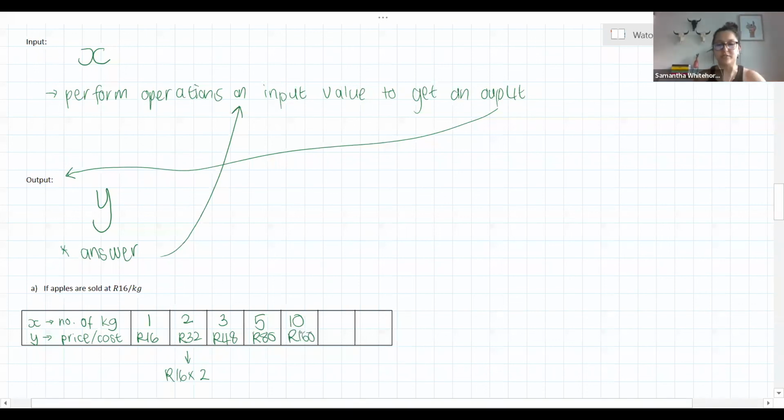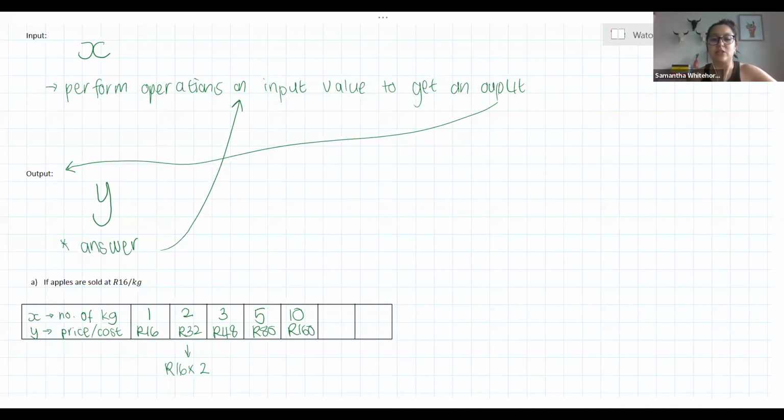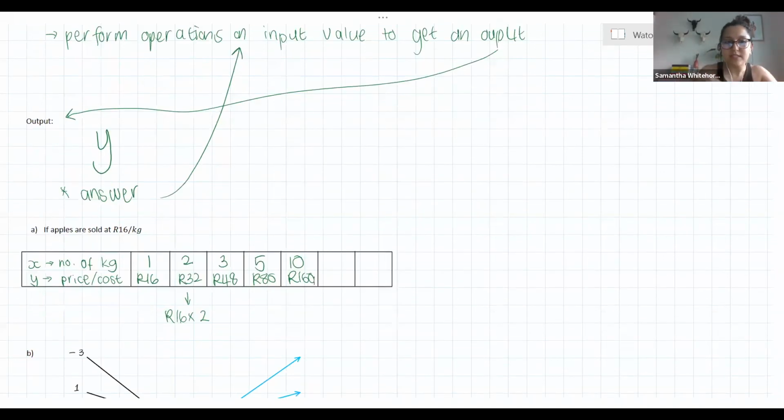Yes, so I've drawn a few too many blocks here. I don't think we need to carry on, but we get the picture. Well done, Sandile. Okay, so guys, this is now where we're leading into this whole rule idea. We have seen that what I did is I took the X value and I times it by 16 rand each time. And that gave me my output.